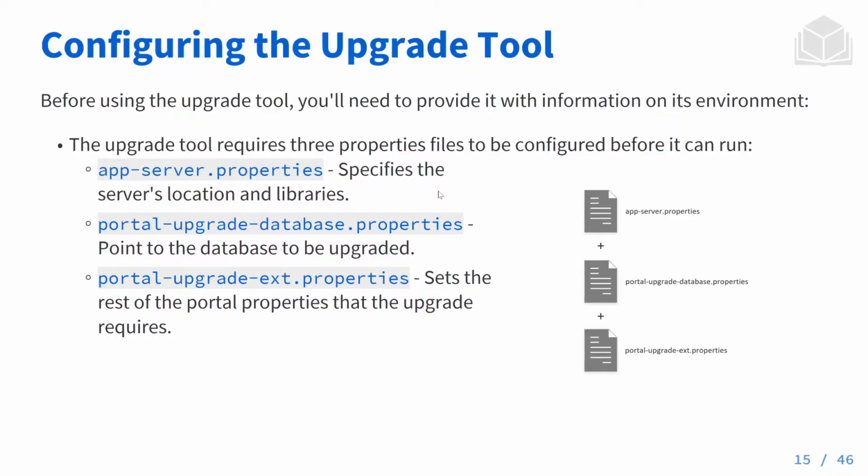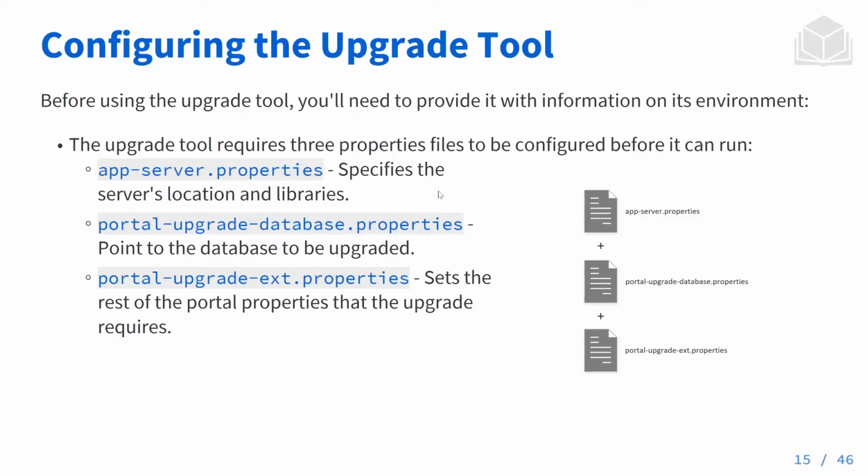So first one, appserver.properties. This is just pointing to your app server and where the library of the app server is located. The next one, portal-upgrade-database.properties. This is the database info, the JDBC connection to the database that you want to upgrade. Next up, portal-upgrade-ext.properties. This is where you can set your portal ext properties within this file.